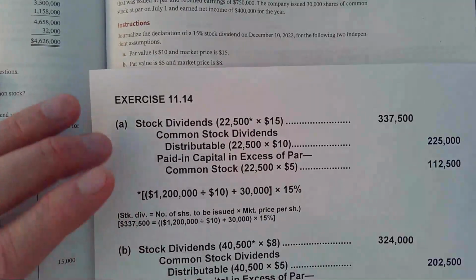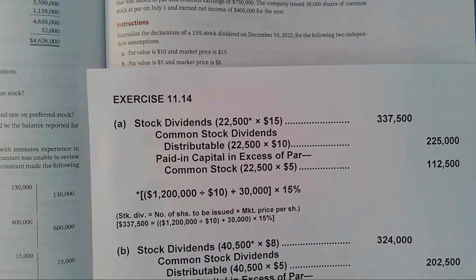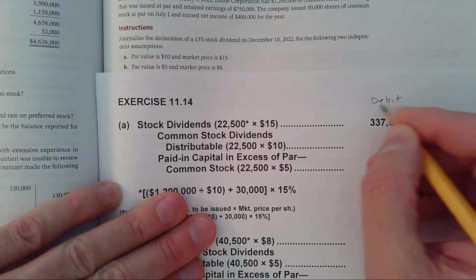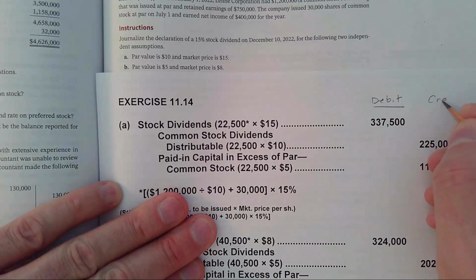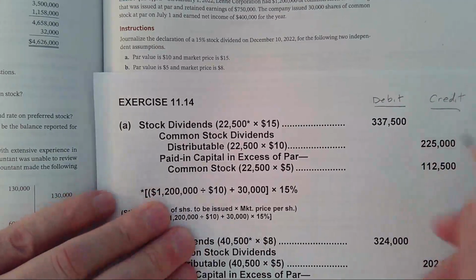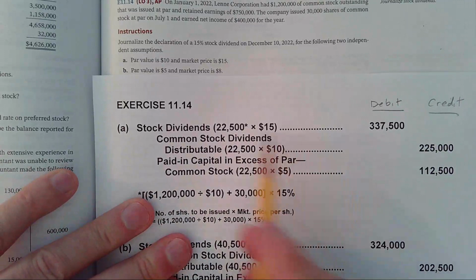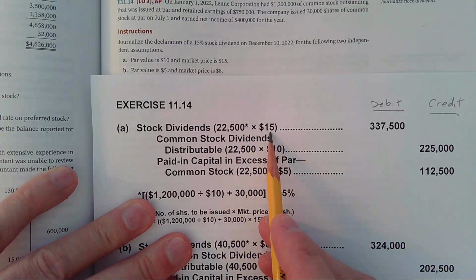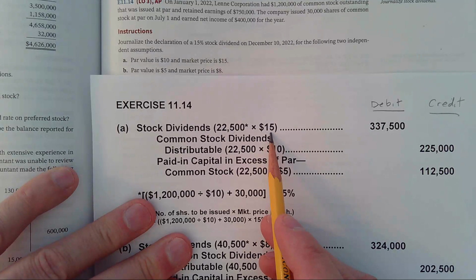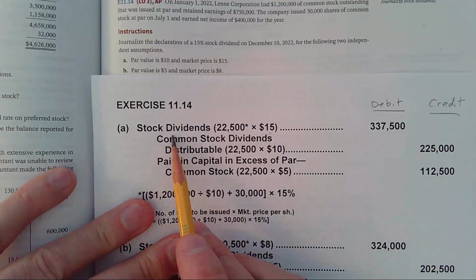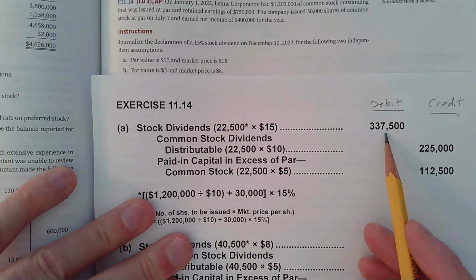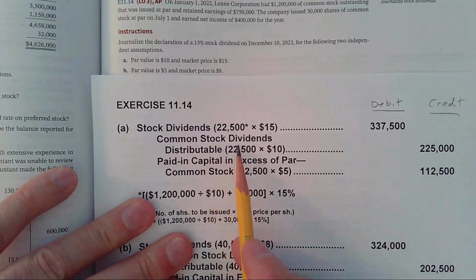So when you look at this journal entry, what they've debited and what they credited is as follows. They debited stock dividends by the 22,500 shares they gave up. This is the current market price, because if they did sell it, they would sell for $15. So stock dividends would increase by $337,500.